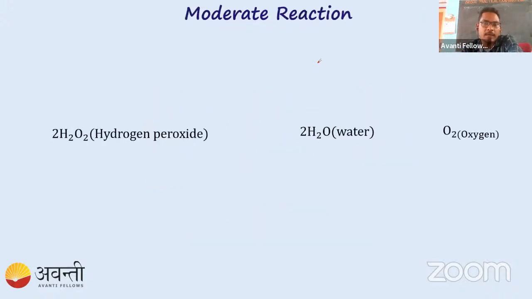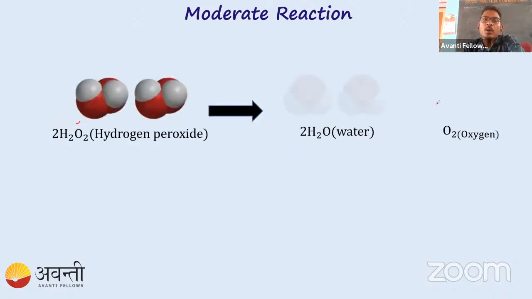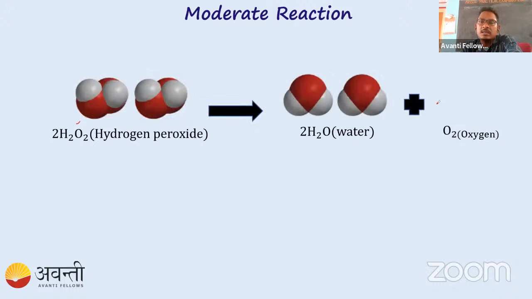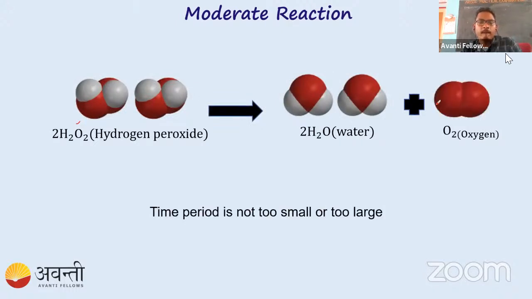Moderate reaction, if you take hydrogen peroxide, and if you leave this one, it will decompose into water and oxygen. Why is this called moderate? Because it will not take too much time, and it will not occur too spontaneously. It is in between. So that is why this is called moderate reaction. ठीक है ना, इसको moderate reaction कहते हैं. Okay, you can take example of this one.